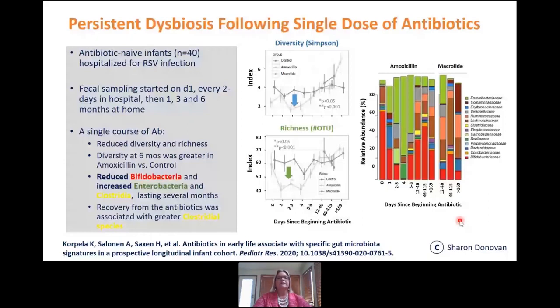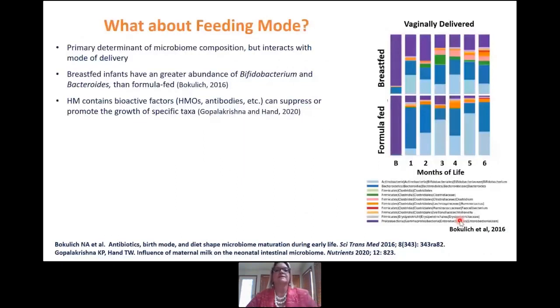So now, what about feeding mode? As we've mentioned before, it's the primary determinant of microbiome composition, but it interacts with mode of delivery. This is a study where these infants were all vaginally delivered, but then were either breast or formula fed. Again, you can see that the breastfed infants had more of the Actinobacteria, in this lighter blue, whereas there was more Bacteroides here in the formula fed. So why is this happening? And Dr.